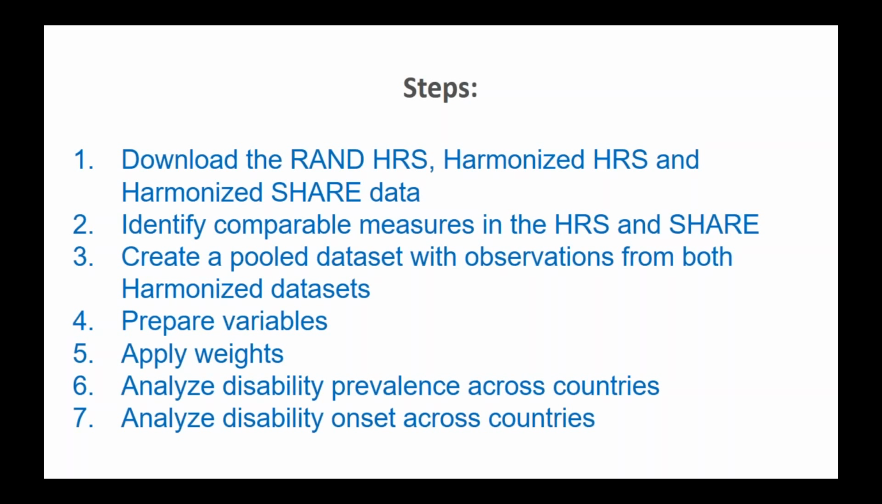We're going to create a pooled data set with observations from both harmonized data sets. We're going to prepare our variables. We're going to apply weights. I'll talk a little bit about that. And then we're going to analyze disability prevalence across countries, prevalence meaning just what is the rate, at any one point in time, of how many people have or are experiencing some kind of disability. And then we're going to analyze disability onset, exploiting that longitudinal nature, so seeing when people start to acquire a disability over time, following people from a state of not having a disability to when they have a disability. And we'll do that by countries and then by some of those other factors we just talked about in our research question.